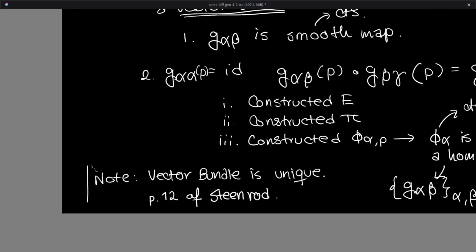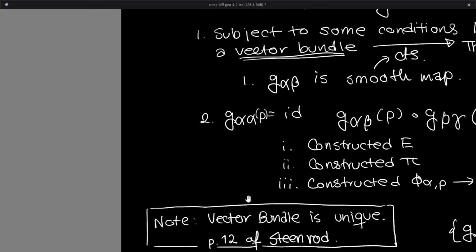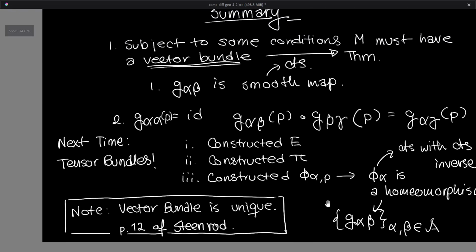Okay, so that's it for this part. Next part, we will talk about tensor spaces and tensor bundles. So next time, tensor bundles. I mean, that's the main attraction of the show. Tensor bundles. That will be part 3 of lecture 4.